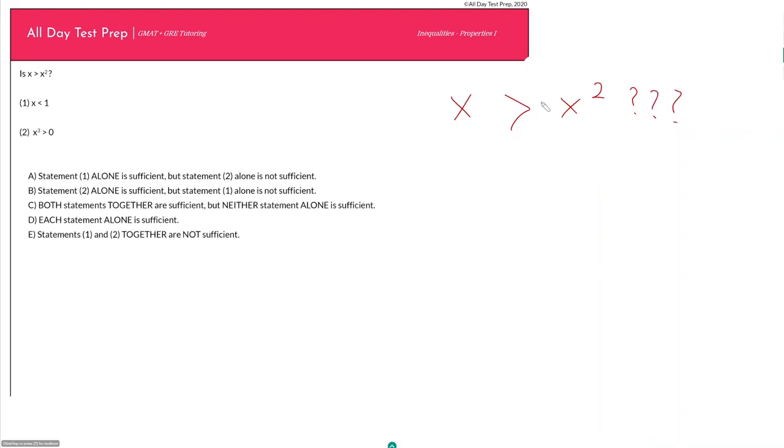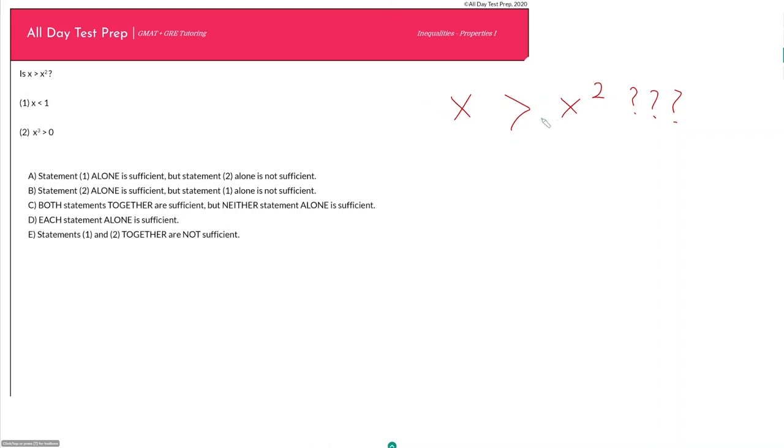You will not divide each side by x, because you watched that last video and you know you cannot divide by a variable with an inequality unless you know two things. You need to know that that variable is not equal to 0, which we do not know in this case. And we also do not know the sign of that variable. So we need to know both of those things.